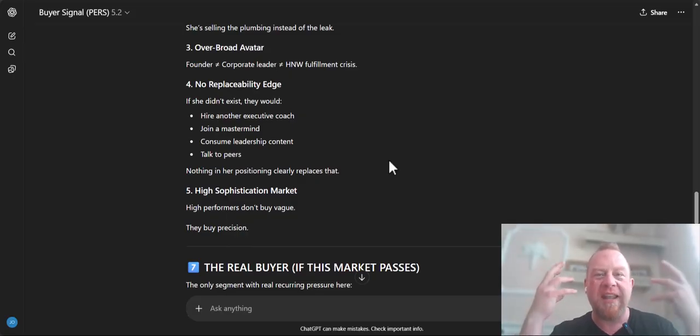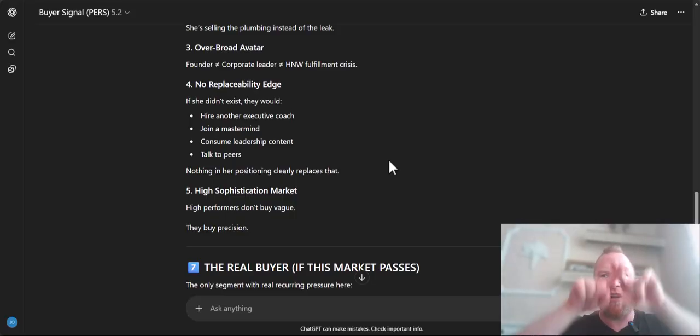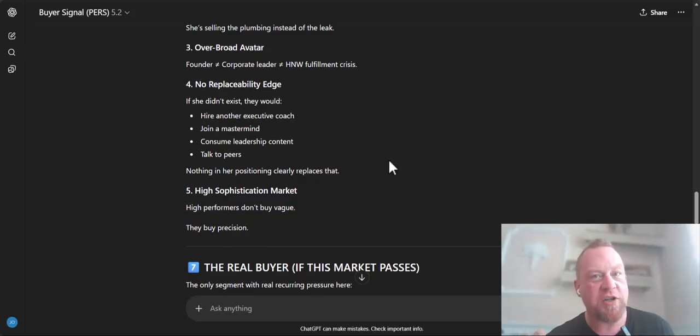Overbroad avatar: the founder, the corporate leader, the high net worth person with a fulfillment crisis. These are three completely different people, meaning it's going to be really hard to speak to all three at once. The way to fix this, if you're really sure you want to speak to these people, is you speak to one. Create a bunch of stuff for them: ads, content, probably a landing page for whatever you're going to sell them. Get that going and then convert.